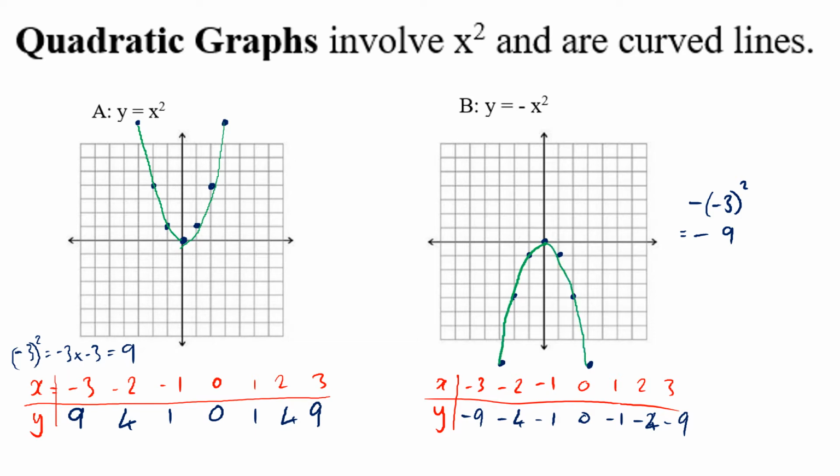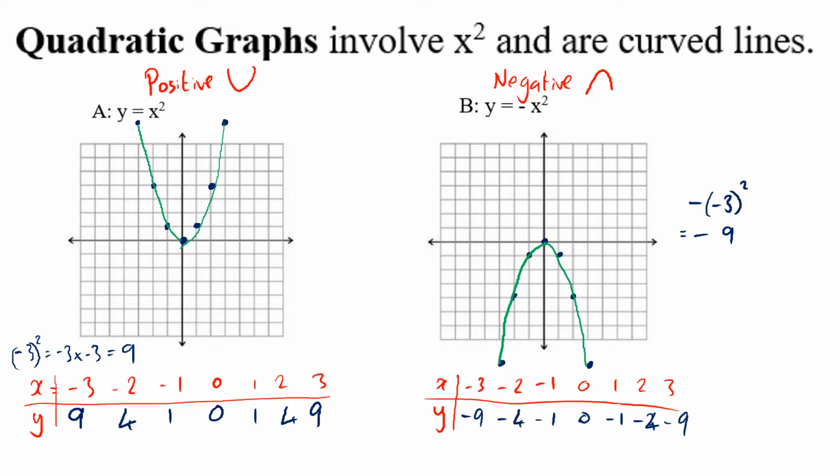So what this gives us is the two basic quadratic shapes. Okay, when we've got y equals x squared, this is a positive quadratic. When we've got y equals -x squared, this is a negative quadratic. And the positive is a smiley face, and the negative is a frowny face, which is some wonderful symmetry.